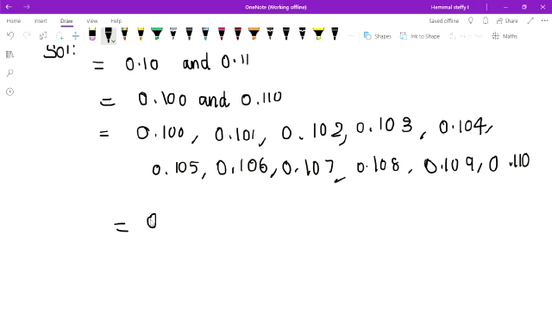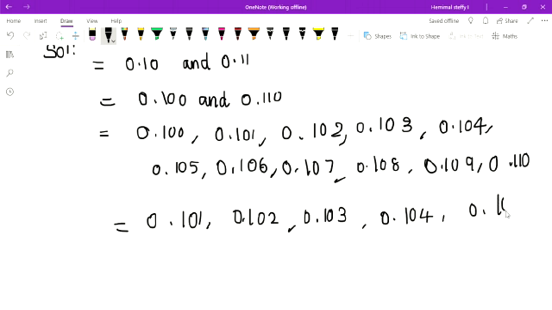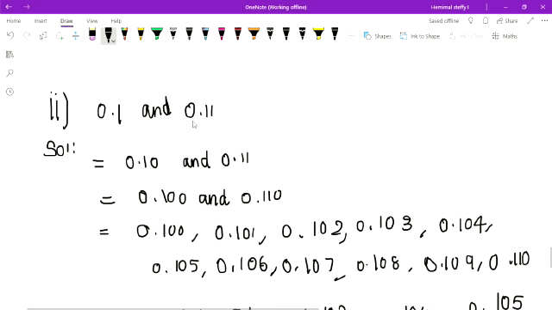Or I will take 0.101. They are asking only five rational numbers, no? So 0.102, 0.103, and 0.104, and 0.105. Okay, is it clear? These are the rational numbers between 0.1 and 0.11.